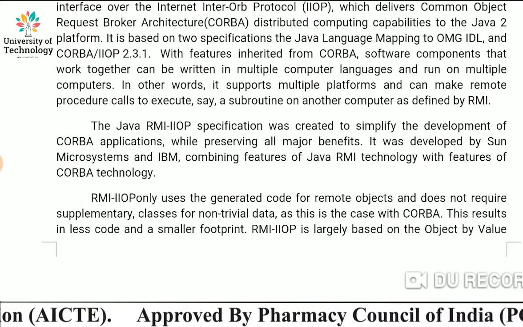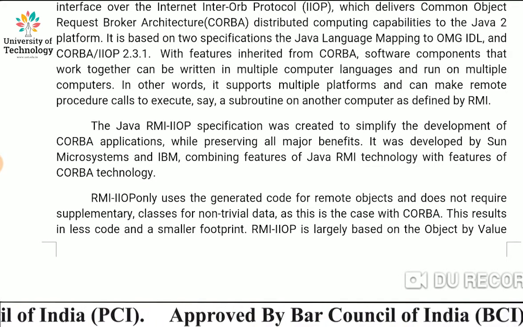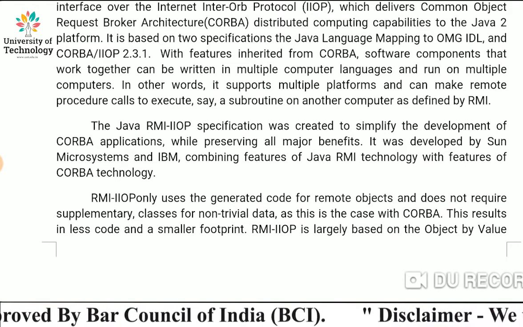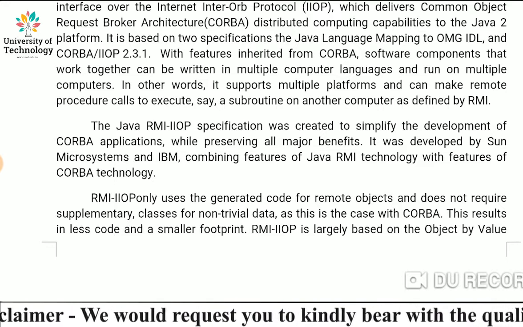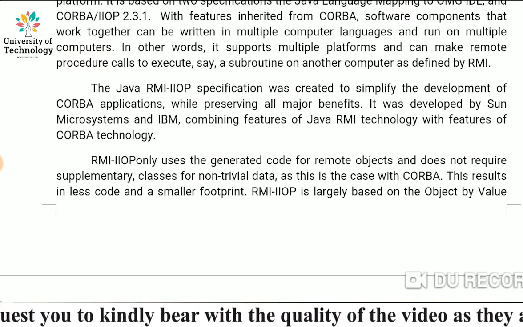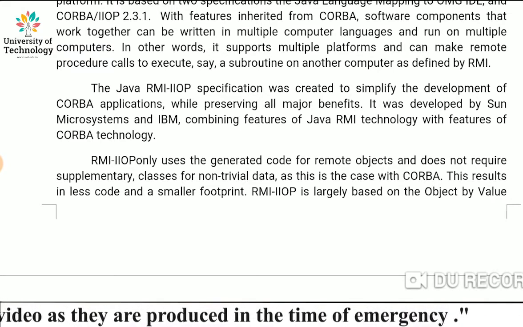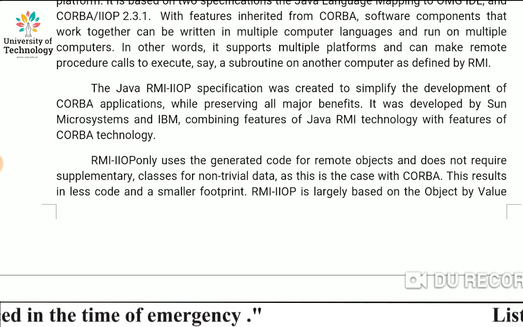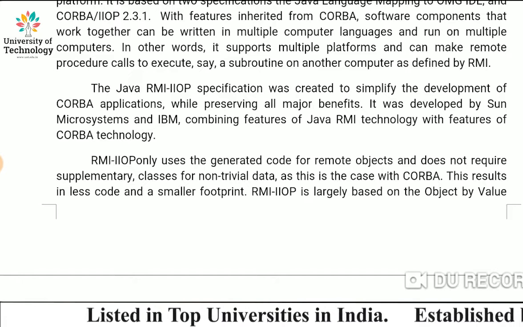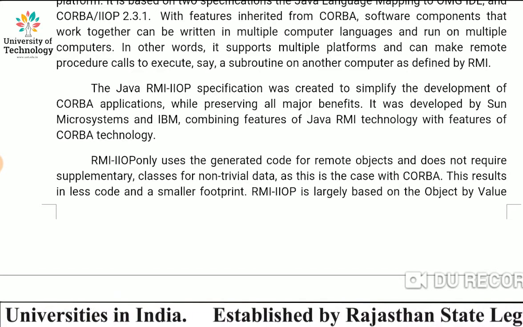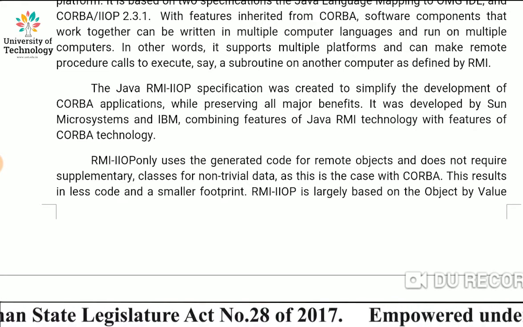The Java RMI-IIOP specification was created to simplify the development of Corba applications while preserving all major benefits. It was developed by Sun Microsystems and IBM, combining features of Java RMI technology with features of Corba technology. RMI-IIOP only uses the generated code for remote objects and does not require supplementary classes for nontrivial data. As this is the case with Corba, this results in less code and a smaller footprint.